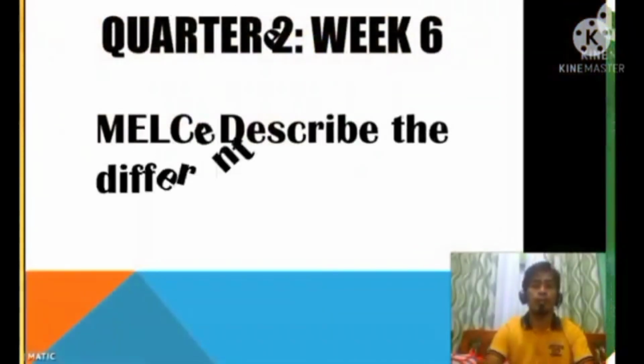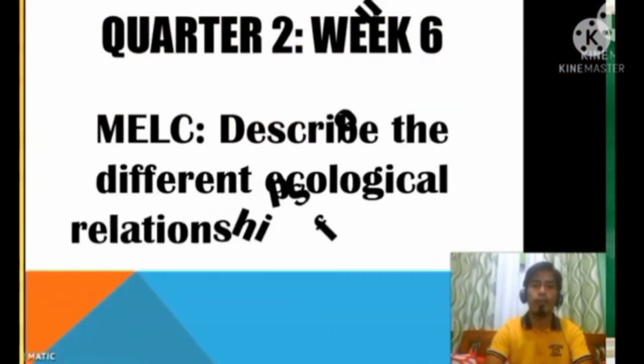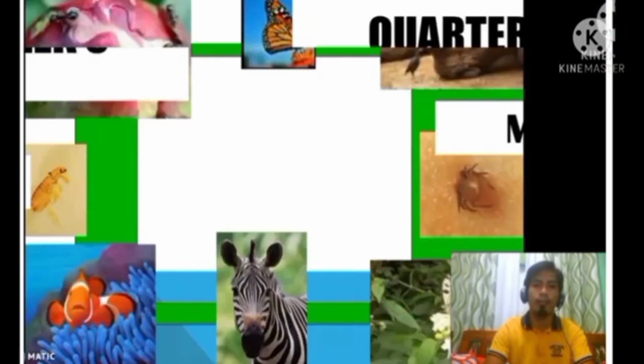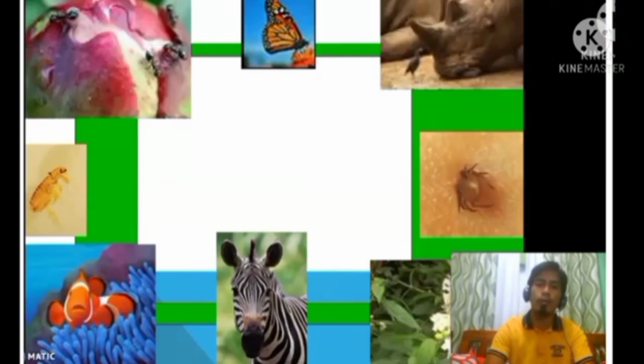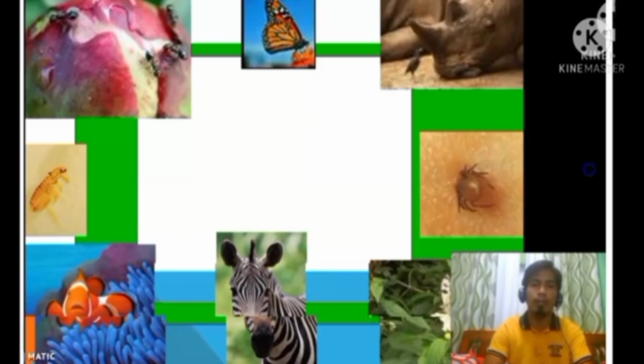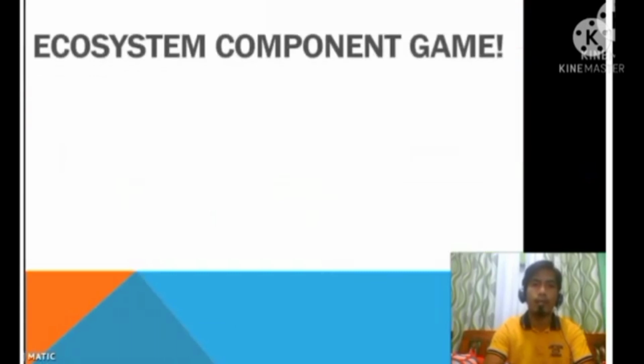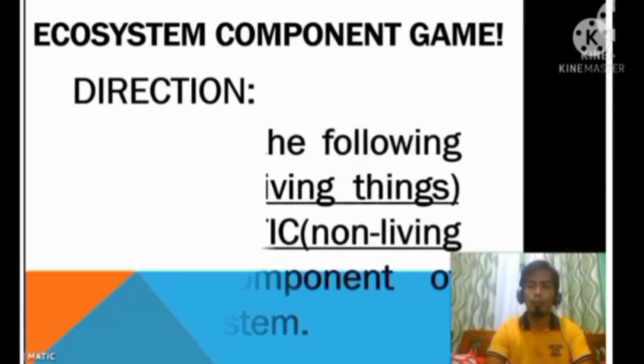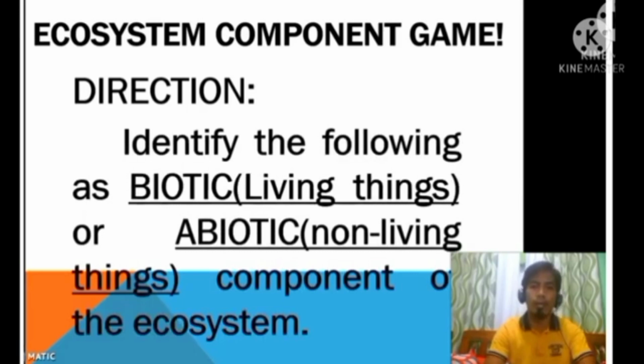Quarter 2, Week 6. Describe the different ecological relationships found in an ecosystem. Before we proceed with our topic for today, let us first have a recap regarding our previous lesson by playing this game called Ecosystem Component Game, wherein you're going to identify the photos that I'm going to show to you as biotic or abiotic component of the ecosystem. If you are ready, let us begin.